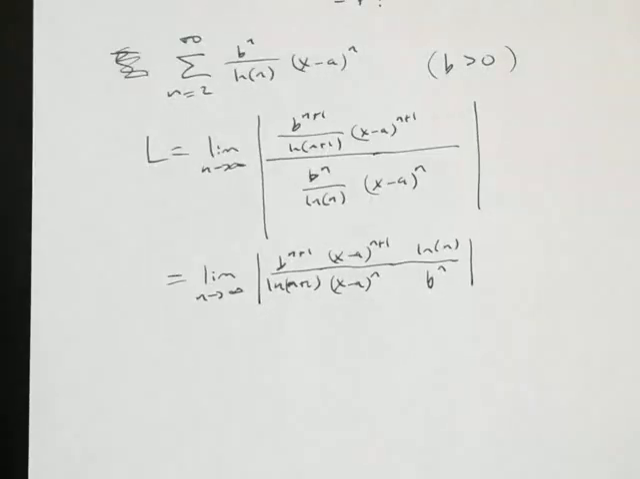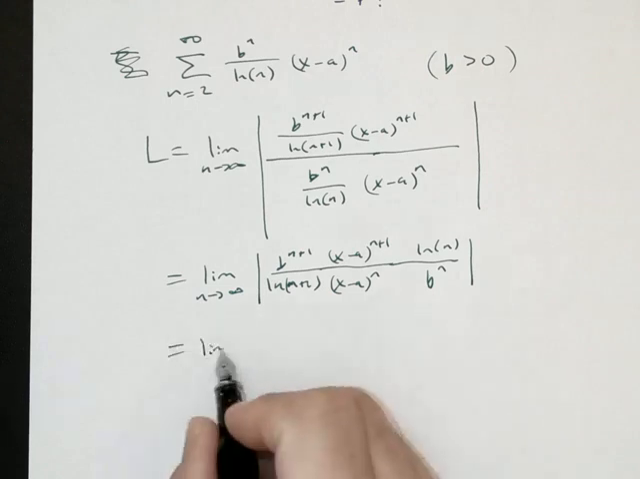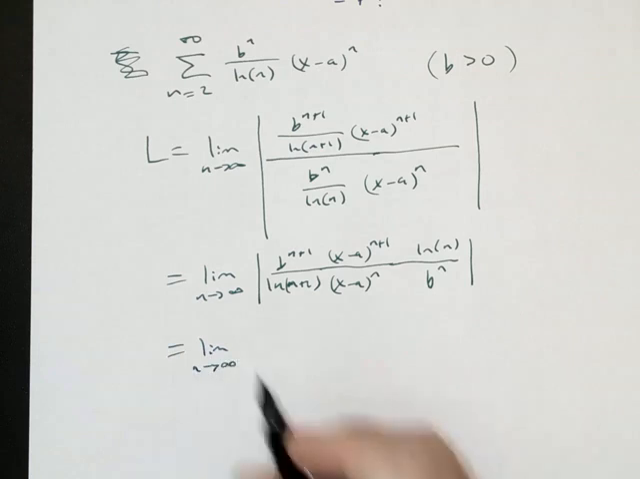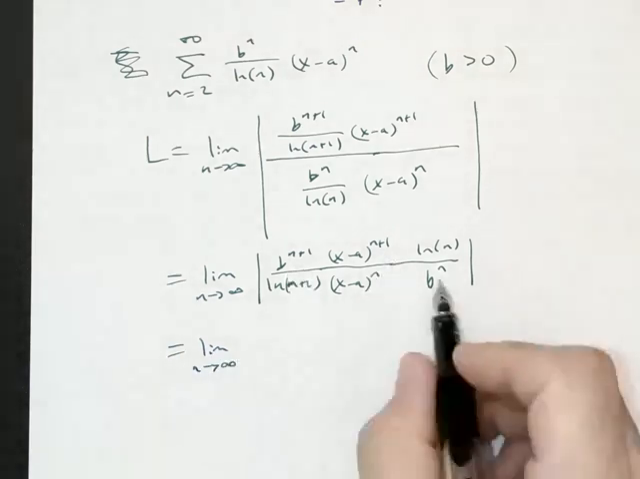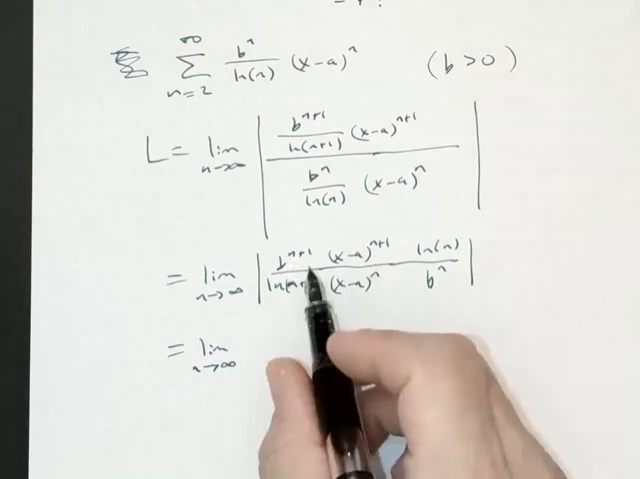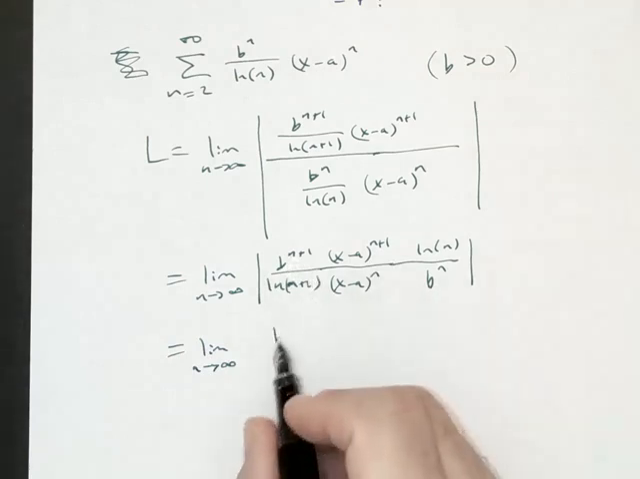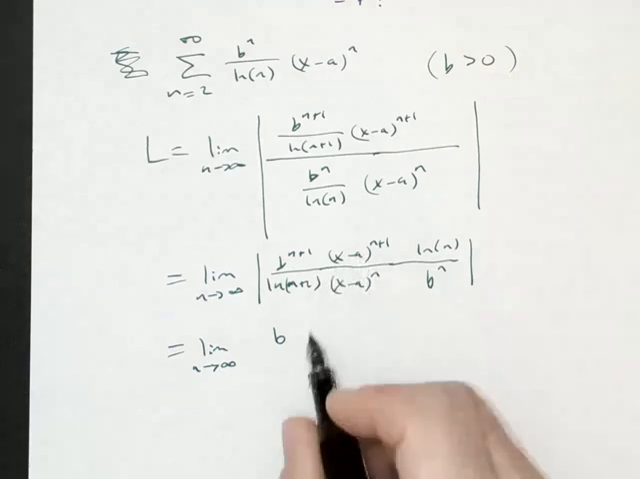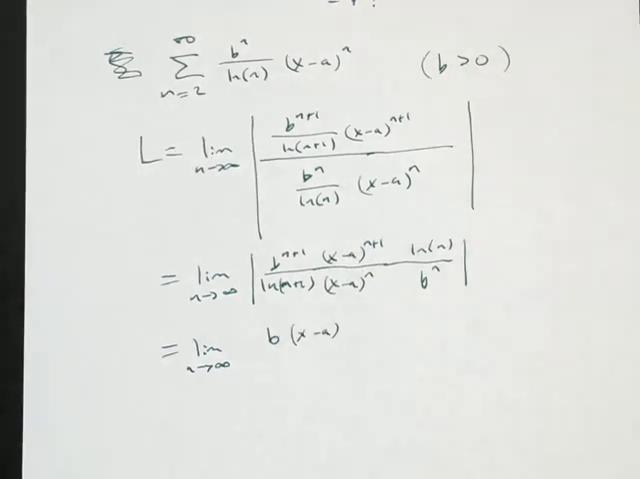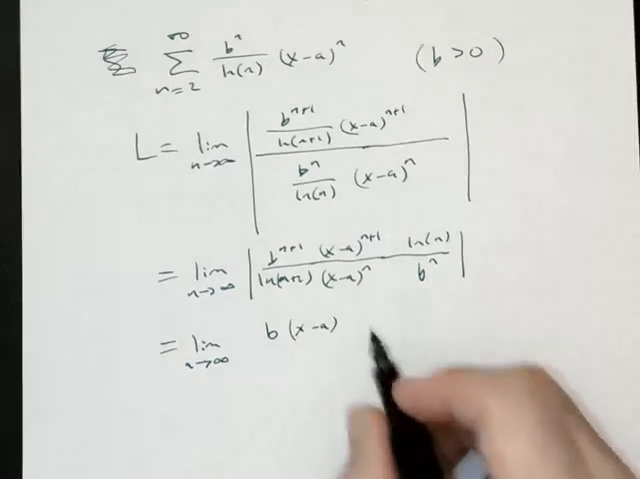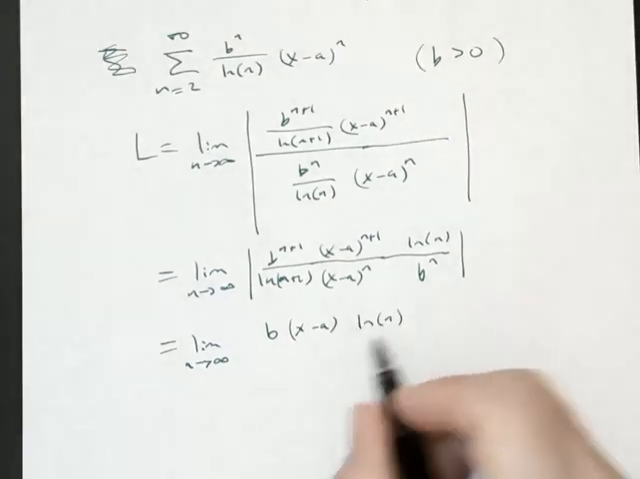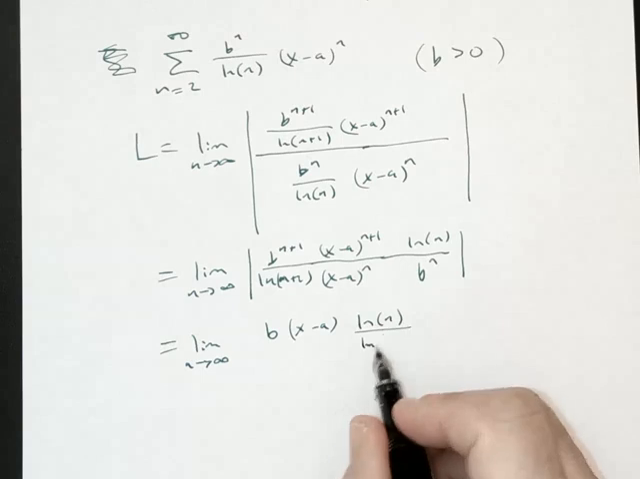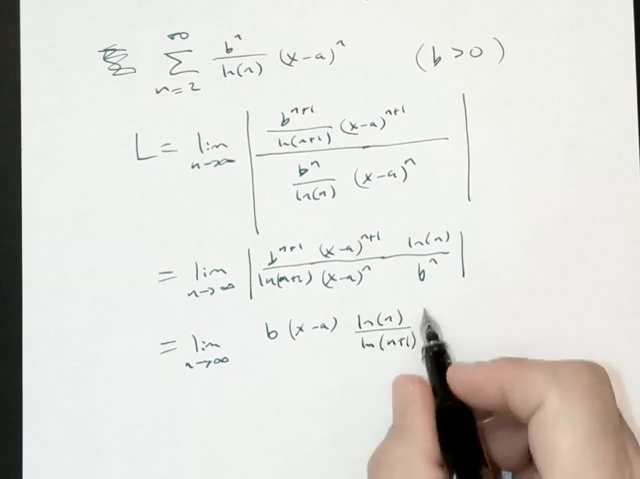Clearly, I'm using canceling here. But what I can't cancel involves the logarithms. I'll get 1 left over b on top. I'll get 1 left over x minus a on top. But I will have ln of n over ln of n plus 1.